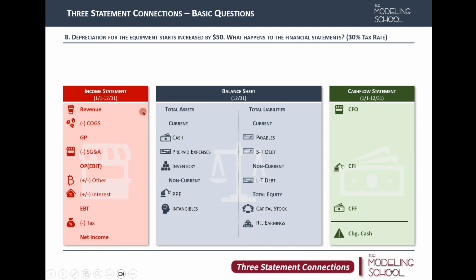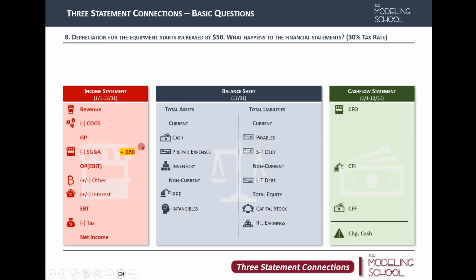So we're going to start as usual from the income statement. See, depreciation has increased by 50. So are we going to increase cost of goods sold, or are we going to increase SG&A? The answer is it can be either. If this $50 is directly related to revenue, we would write it under cost of goods sold. If it's vague or if it's clearly not related to revenue, we write it under SG&A. For now, let's write it under SG&A.